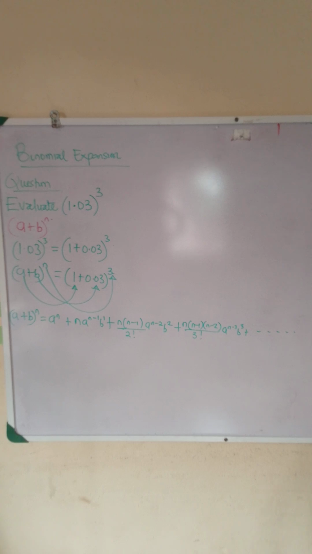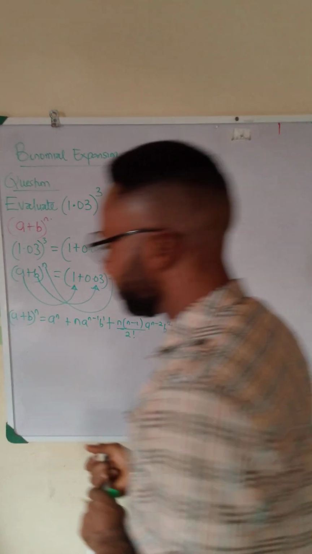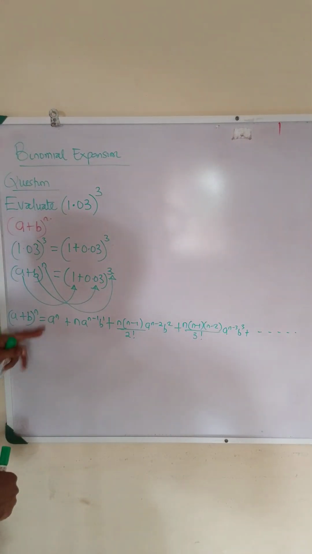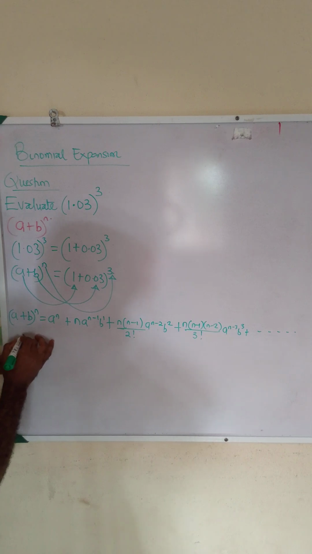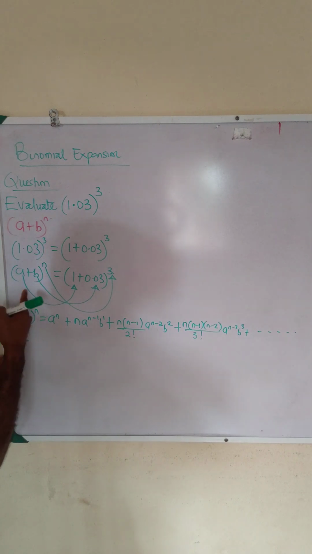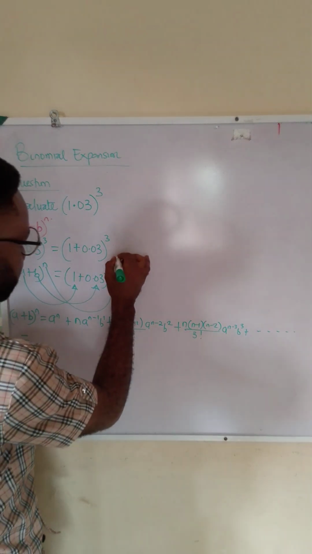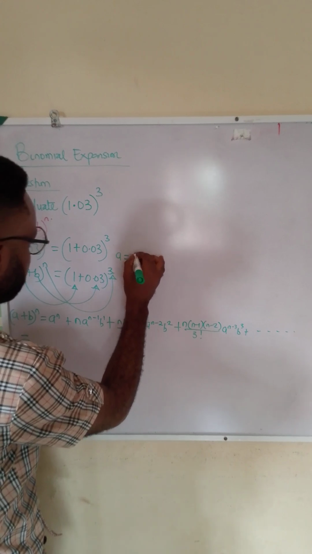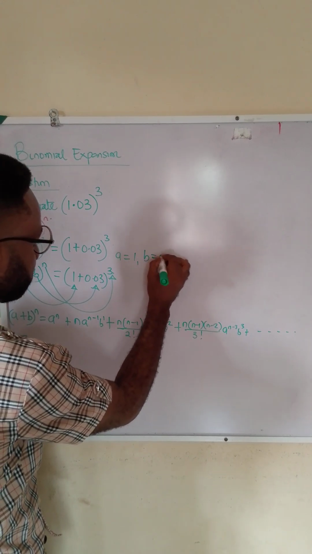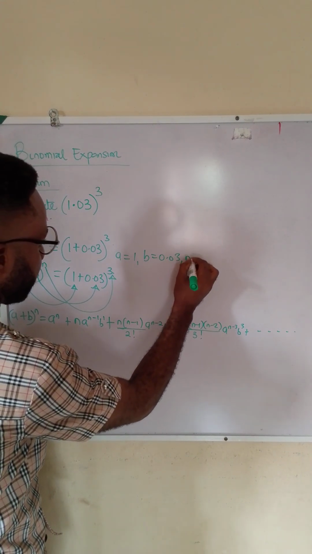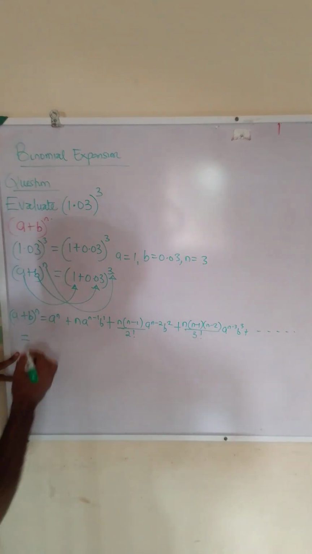You continue the expansion down to 5. So in this case, let's continue our solving. We know that our a from this point now, a equal to 1, our b is 0.03, and our n is 3. So let's solve it.